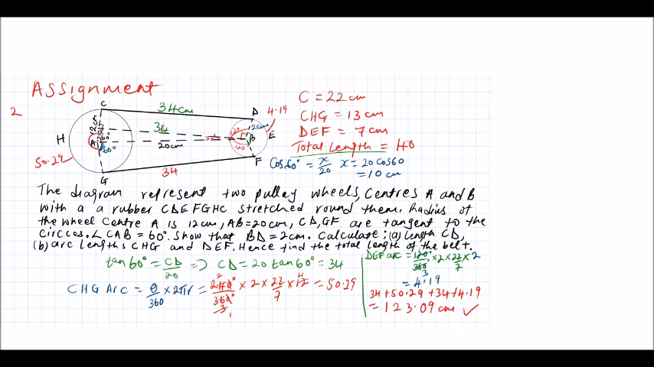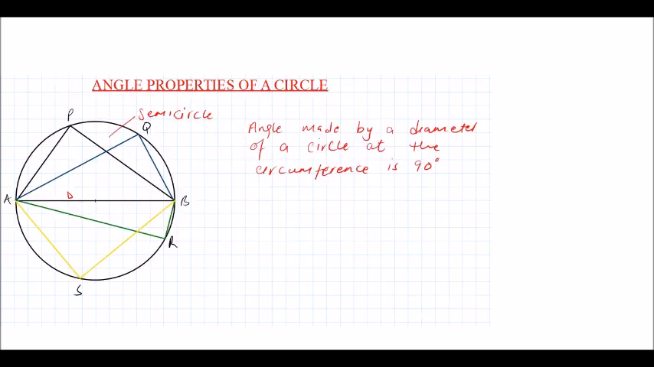I think you got some of them, but where you had problem is getting the C. You are not able to get this one correctly, CGH. Maybe you used the wrong angle. Yeah. What angle did you use to get the length of arc CG?